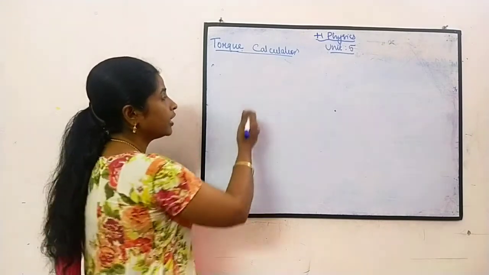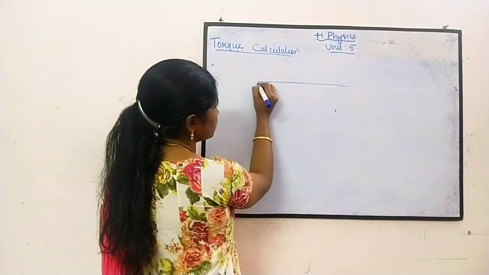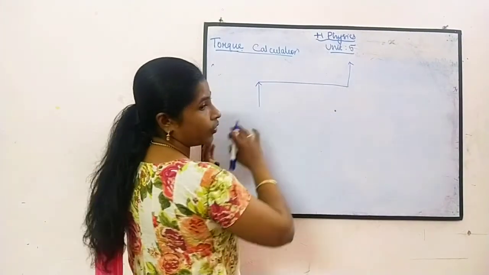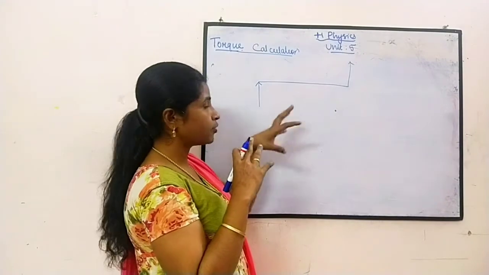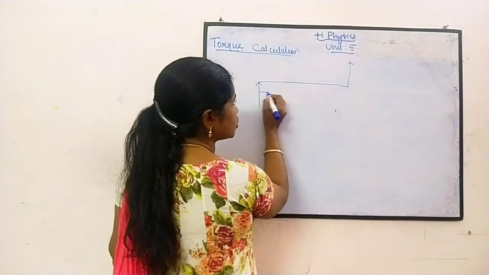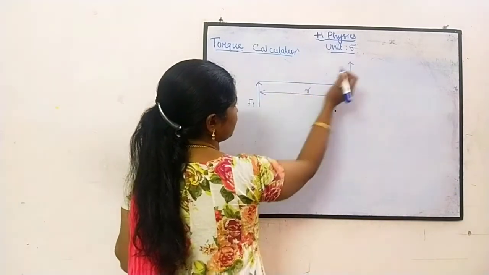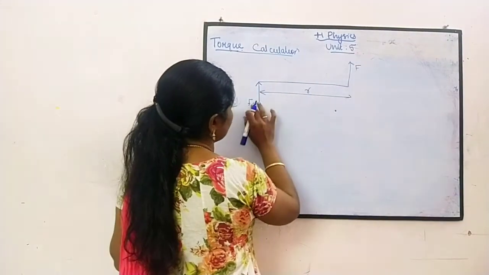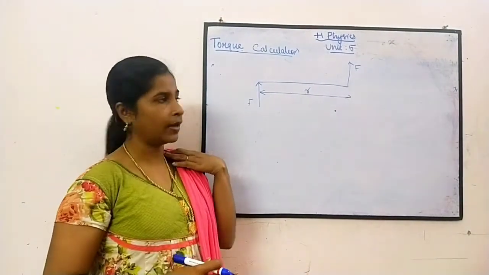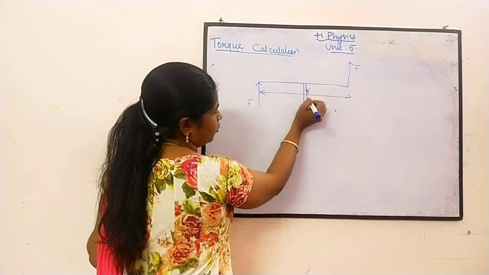As I told, torque is formed because of a couple of forces, which act in opposite directions, the same force acting opposite to each other at different points, and there should be a perpendicular distance between these two forces. Let it be F1, or you can take the same force, so take it as F, and this is the perpendicular distance. You consider this a pivot.